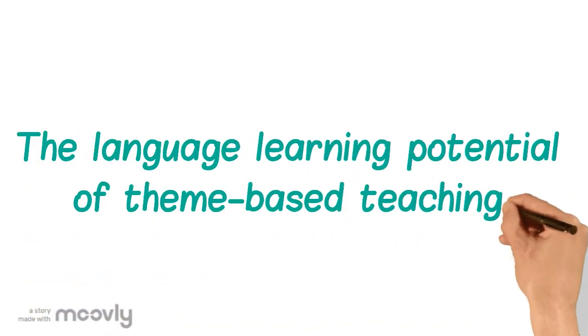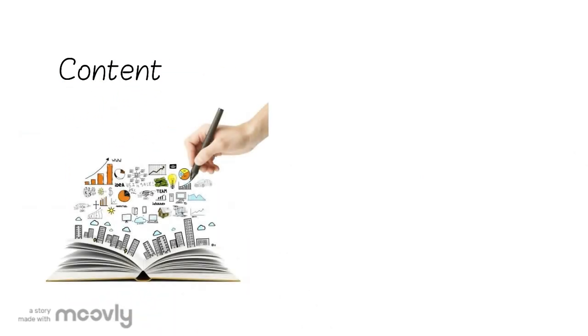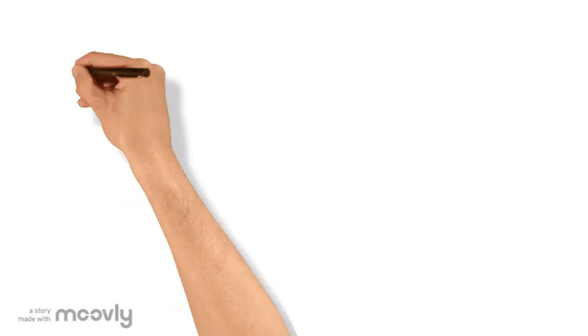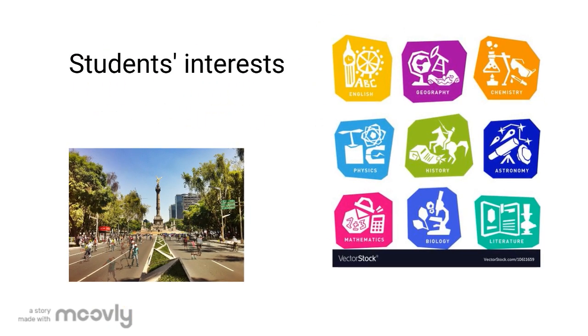The language learning potential of theme-based teaching. It is determined by content and activities. It is made according to students' interests, environment, and topics from other subjects. Its development is organic. It means natural, without force. Furthermore, theme-based teaching creates more complete knowledge by building connections in networks of children's language resources.